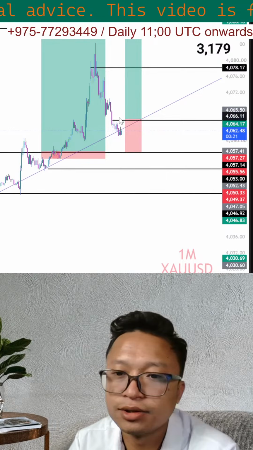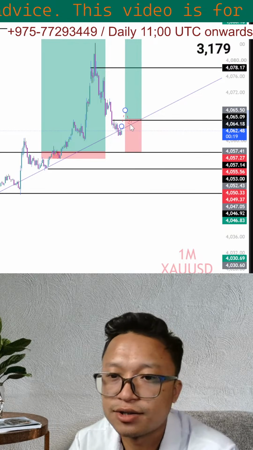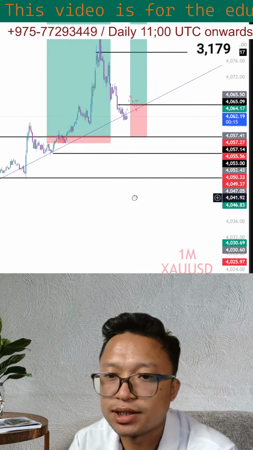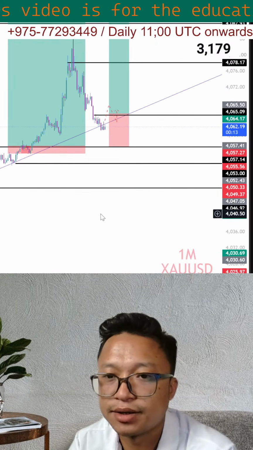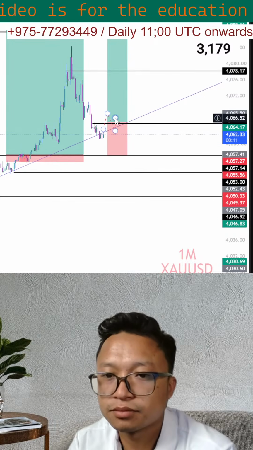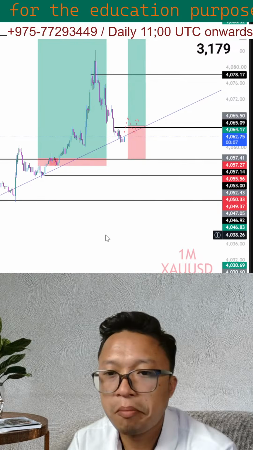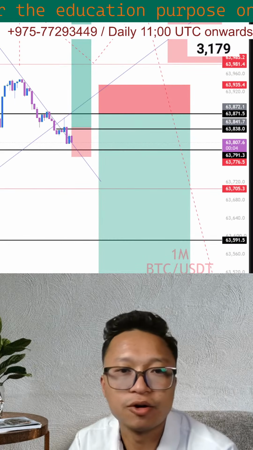Give a breakout and wait for a small retest to be done, right? Okay, so after the retest we can take one long position in case it happens that way. All right, from here.